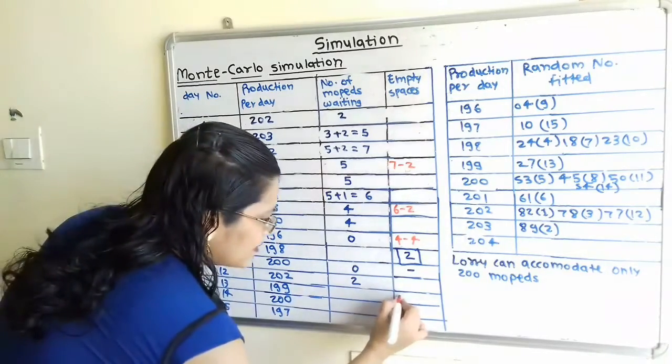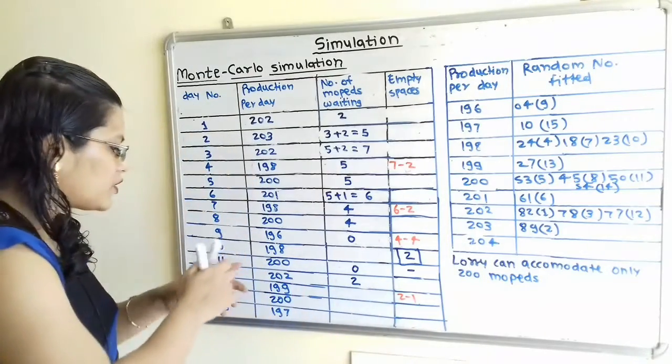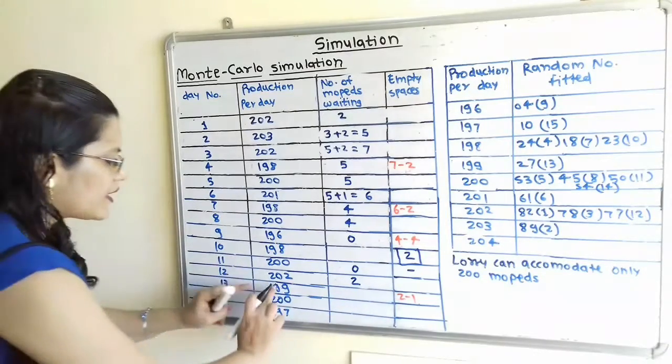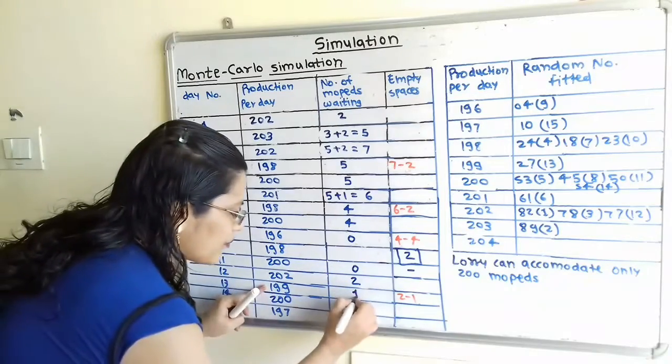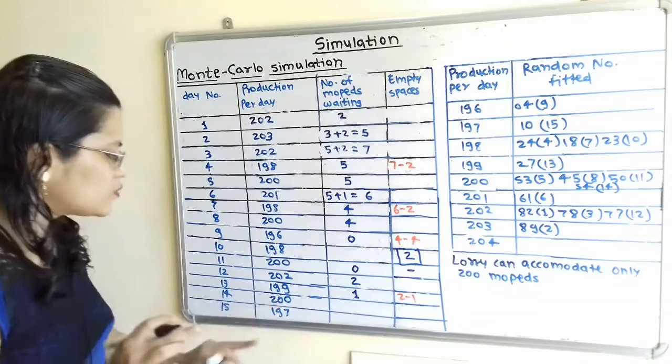That means I can write here 2 minus 1, that is 1 moped. So what is the meaning? Here 1 empty space is filled with 1 moped, and only 1 moped is waiting at the end of the 13th day. Then here is 200.